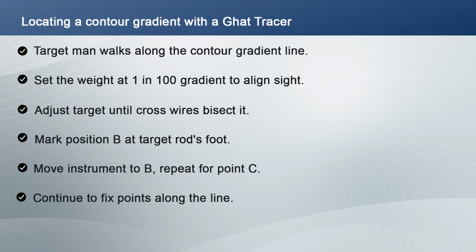Sighting through the eye hole, direct the target man to move up and down along the line till the target is bisected accurately by the intersection of the cross wires. The staffman marks the position of B at the foot of the target rod. The instrument is then shifted to B and the procedure is repeated to fix another point C. In a similar manner, other points are fixed en route till the last point is located.